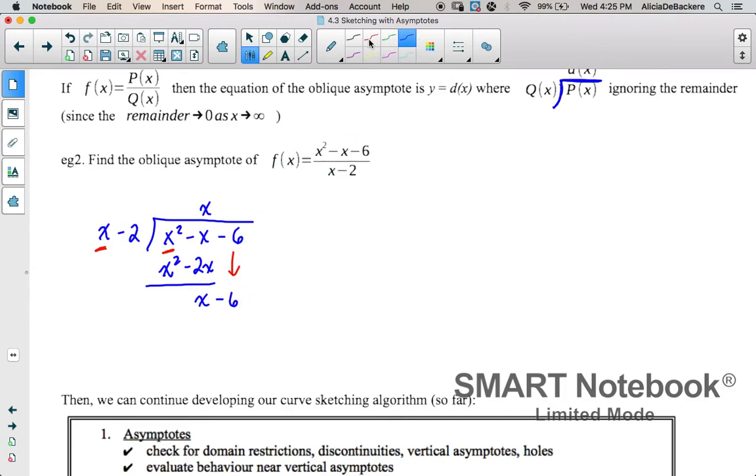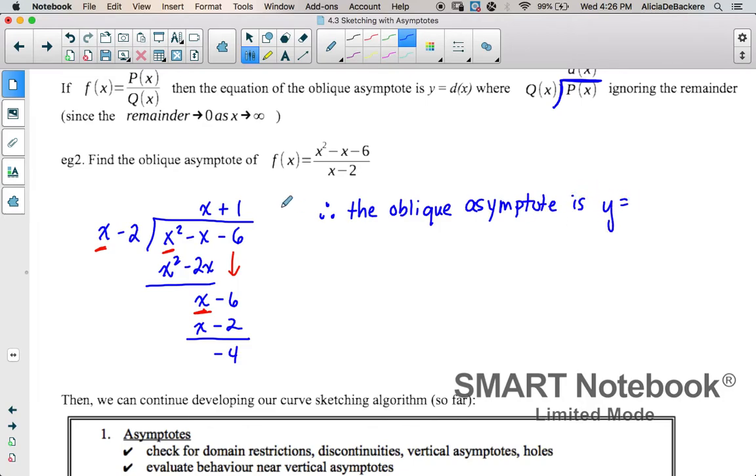And now I play the same game. This time I'm looking at the first term in the divisor and the first term where I've left off here. So x times what will give me x? Positive 1. And then I multiply that through the divisor. And then I subtract. So here I'm going to get negative 6, and again I'm subtracting negative 2, so adding 2, and I get negative 4 as my remainder. So therefore, the oblique asymptote is just y equals the quotient.